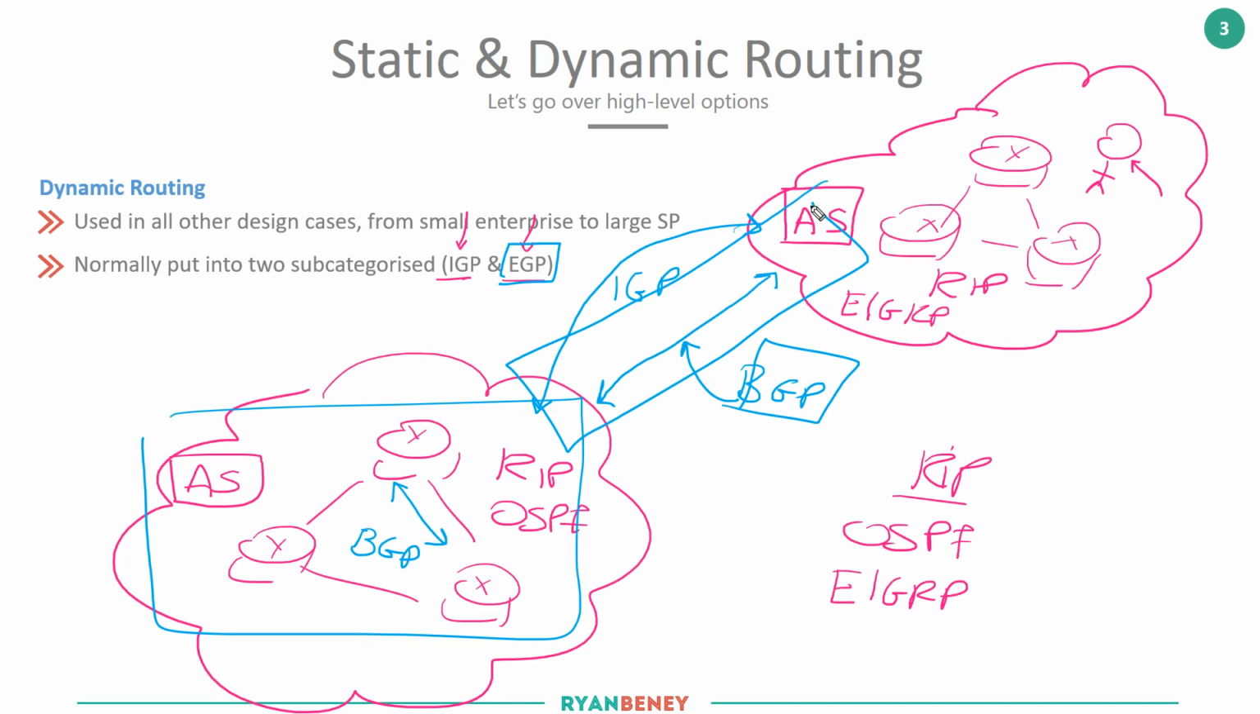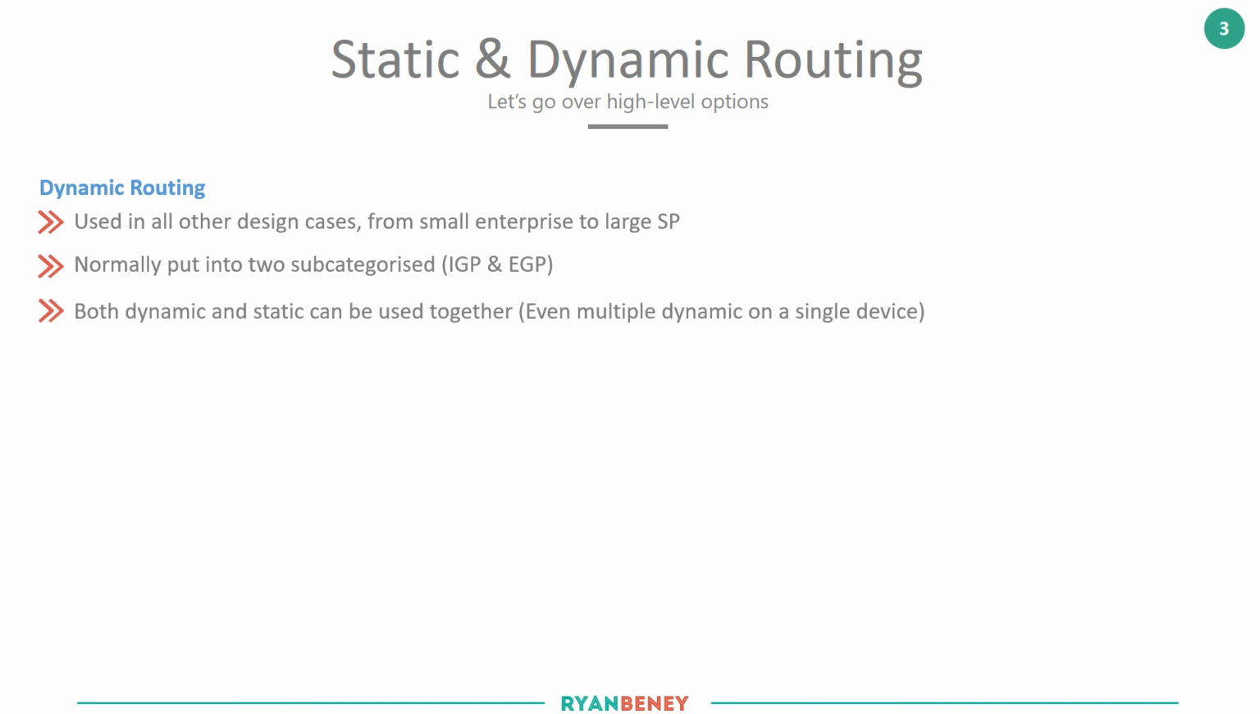And an autonomous system is a single administrative control, whether that's a single company that has a huge network, or a single person that controls multiple networks. Both dynamic and static can be used together, and even multiple dynamic protocols on a single device. We said this before, that you can have RIP, OSPF, EIGRP and static routing all on the same router.